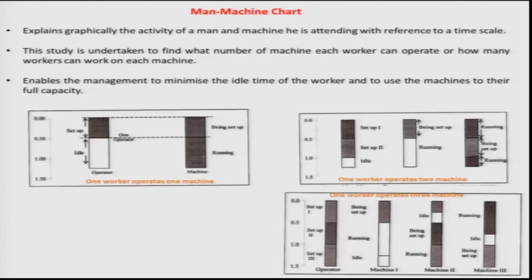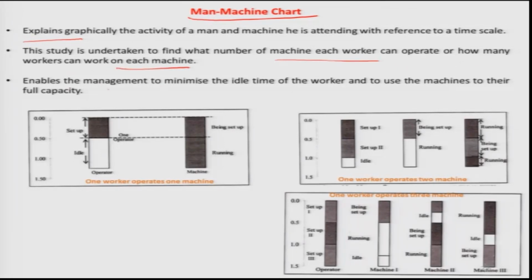Okay. Now next is the man machine chart. This is the hybrid chart. It explains graphically the activity of a man and the machine he is attending with reference to a time scale. It means in this chart the involvement of man and machine is recorded. In this type, a study is undertaken to find what number of machines each worker can operate or how many workers can work on each machine.